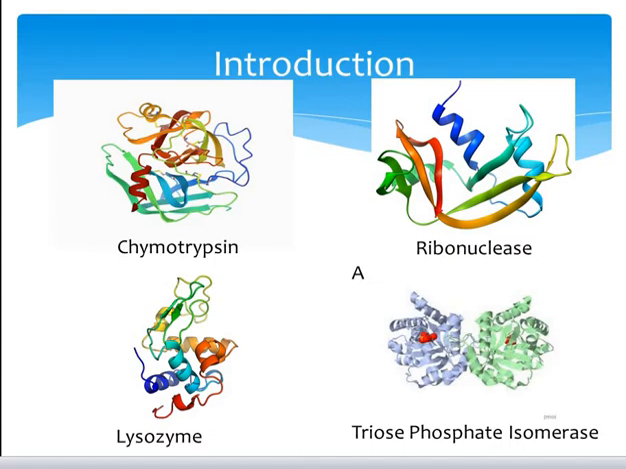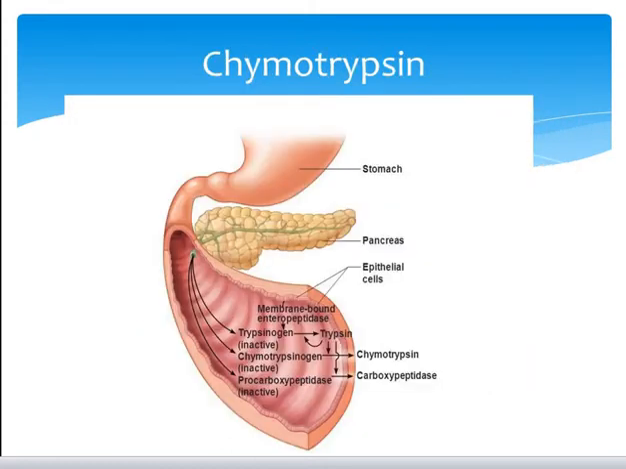These are some examples which played a significant part in the development of current knowledge of enzymes, which includes chymotrypsin, ribonuclease A, lysozyme, triose phosphate isomerase and other enzymes like these. So we will learn the mechanism of reactions catalyzed by all these enzymes one by one. The very first enzyme is chymotrypsin.